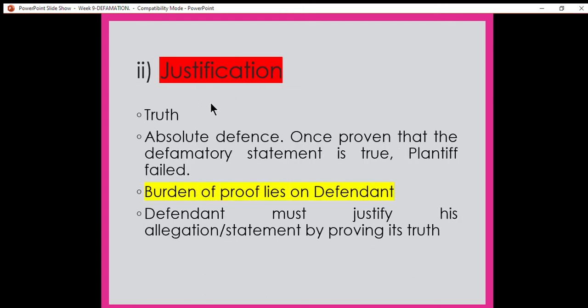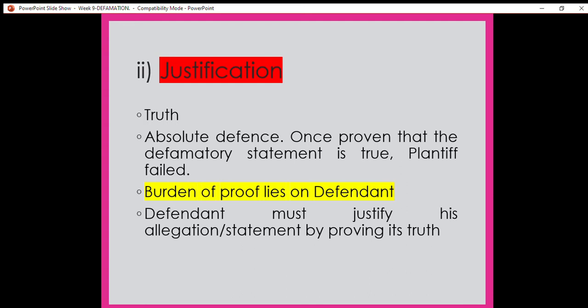Okay, the second type of defense is known as justification. This is the truth. The law will not protect the plaintiff if the defamatory statement is true. This is an absolute defense. Once proven that the defamatory statement is true, the plaintiff will fail in his action. And please take note that the burden of proof here lies on the defendant. So the defendant must prove his allegations against the plaintiff are true.